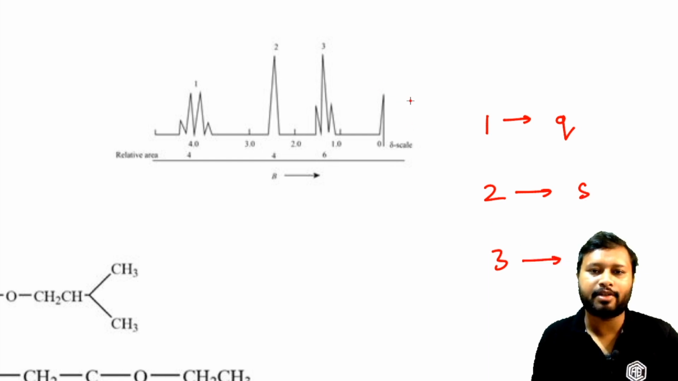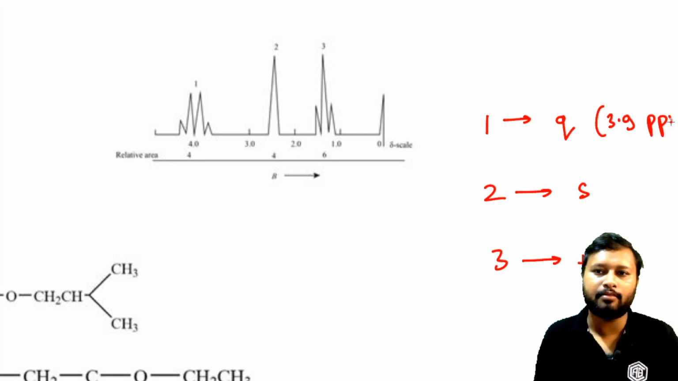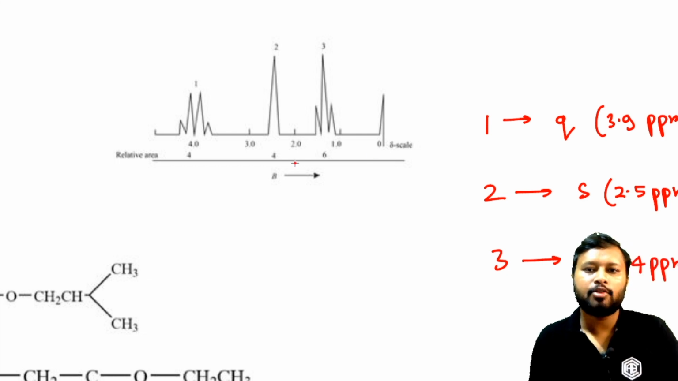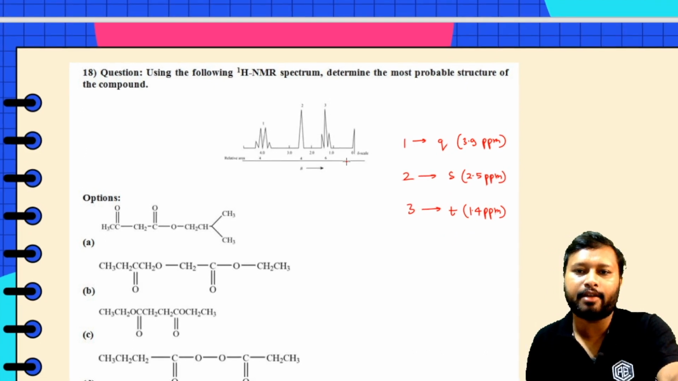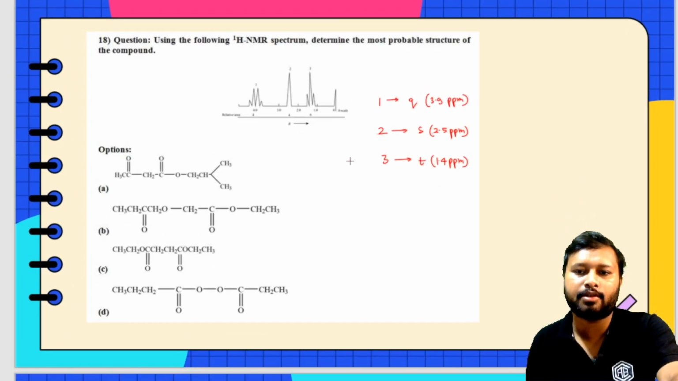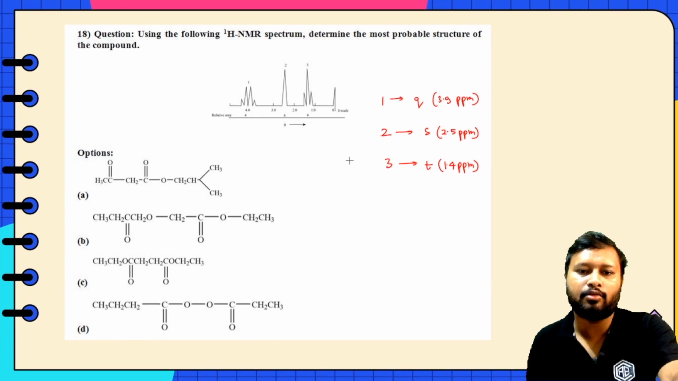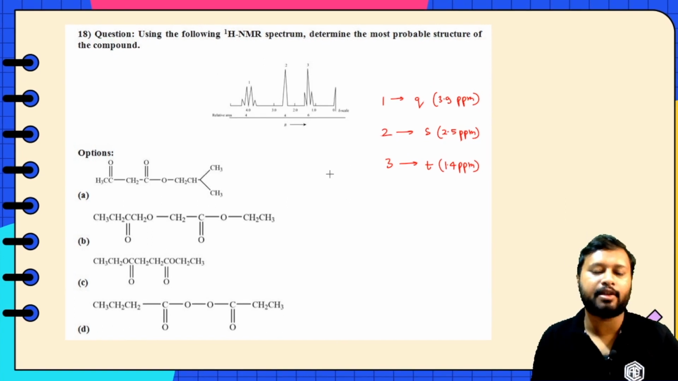This is the 0 scale, so this is the TMS peak which they are showing you. Signal number 1 is somewhere around 3.9 ppm, that's what I can say. Signal number 2 is somewhere around 2.5 ppm, right? And signal number 3 is somewhere around 1.4 or 1.3 ppm. So from the spectrum we have understood this much. Now the next thing is to look at the molecules themselves and see which is the correct answer.